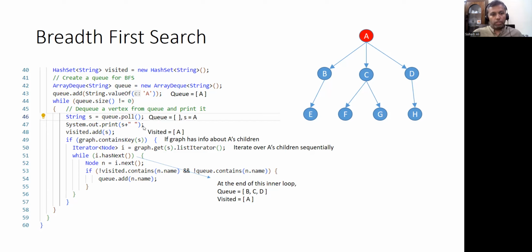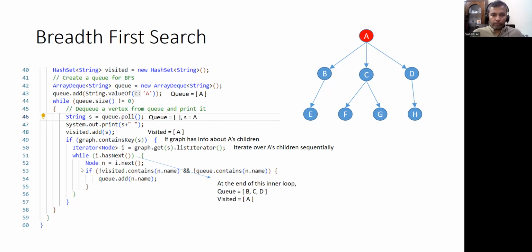Okay, so this is what will happen at every node. Once we pop it from the queue, we put it in this visited set, which is a hash set. And then for this node that we have just added to our visited set, I'm going to explore each child of this node A.